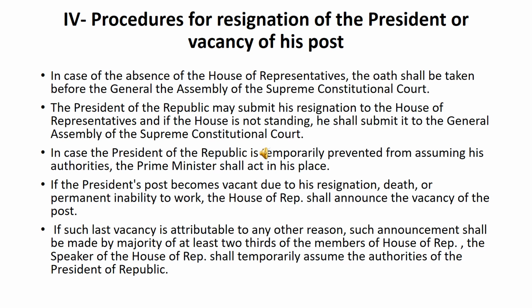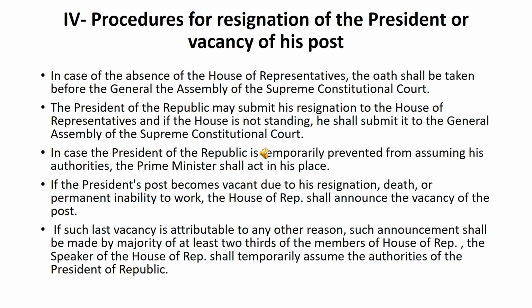In case the President of the Republic is temporarily prevented from assuming his authorities, the Prime Minister shall act in his place. So the Constitution states that for any reason, if the President of the Republic cannot accomplish his functions and his work, then the Prime Minister is going to act in his place.